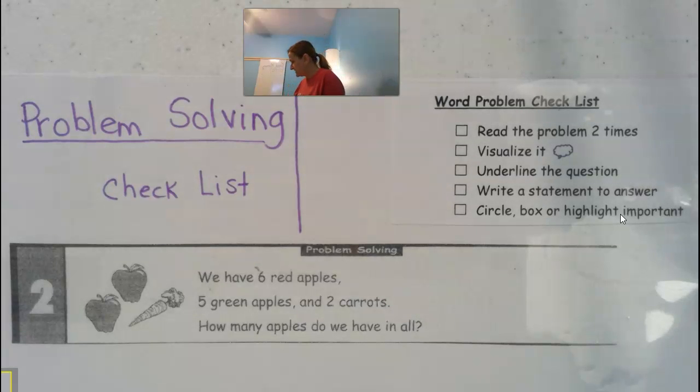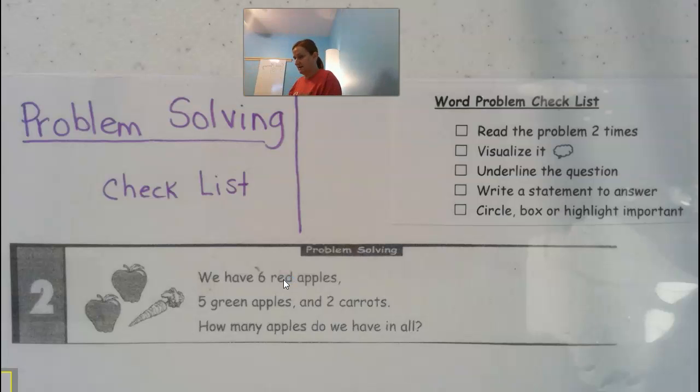All right, so it's telling us to read the problem 2 times. Well, here's the first problem. Let's do it here. We have 6 red apples, 5 green apples, and 2 carrots. How many apples do we have in all? I'm going to read it again, and I'm going to visualize it, picture it happening. We have 6 red apples, and if you have to, draw it.